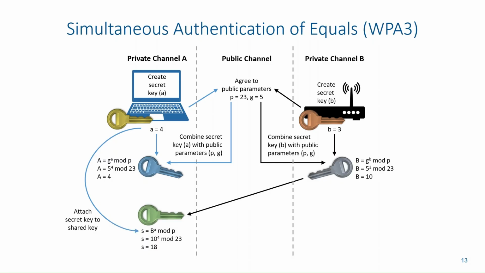B is going to share their key with A, and A is going to attach their secret key to the shared key. So they're going to do a calculation of B, which is that shared key, raised to the A, which is their secret key, mod P. So 10 raised to the power of 4 mod 23 gives the key of 18.